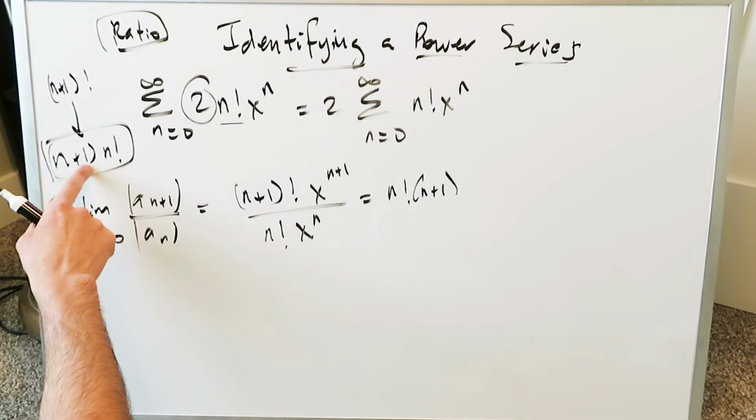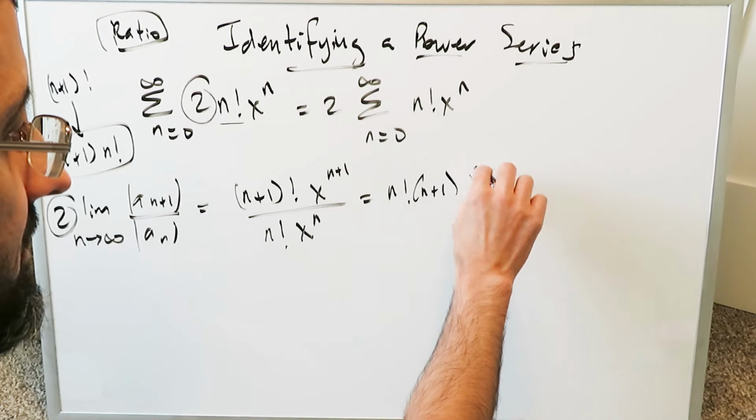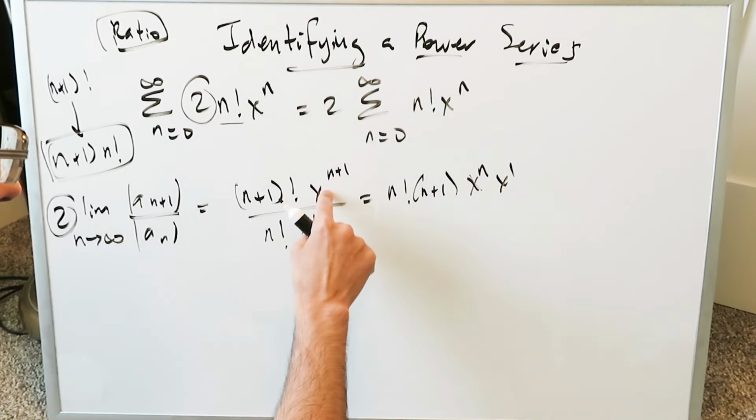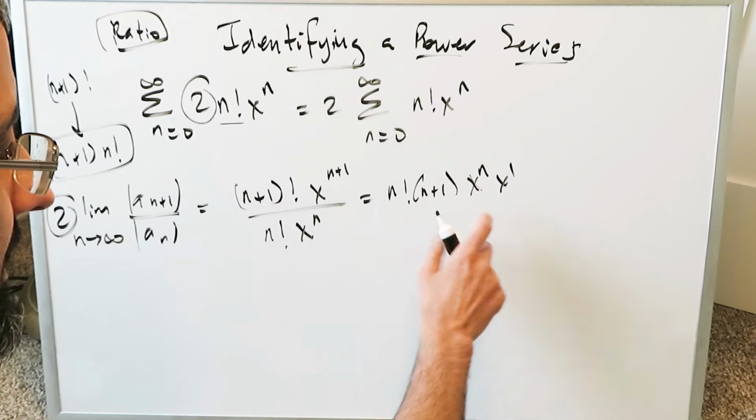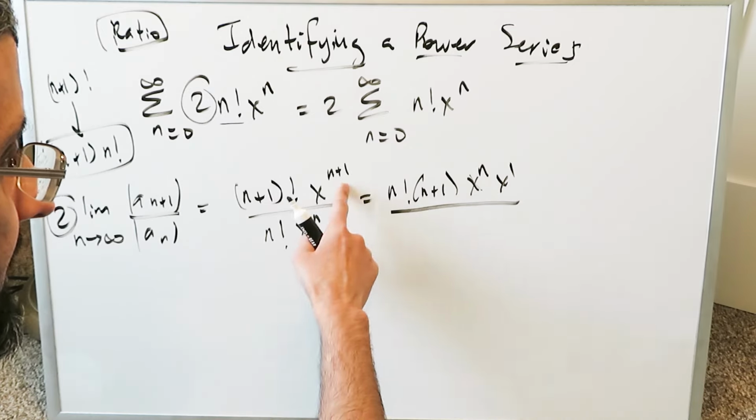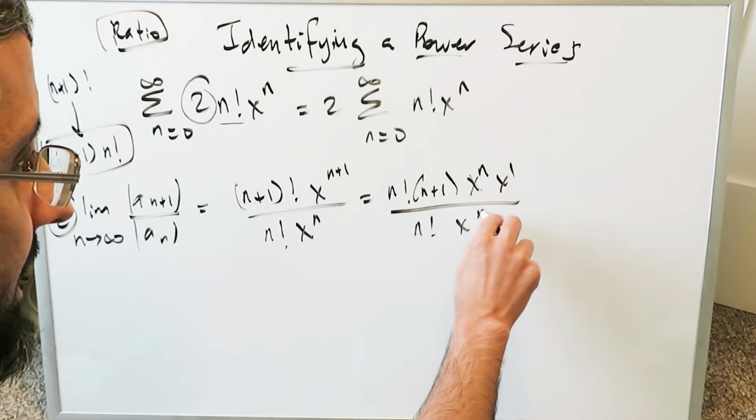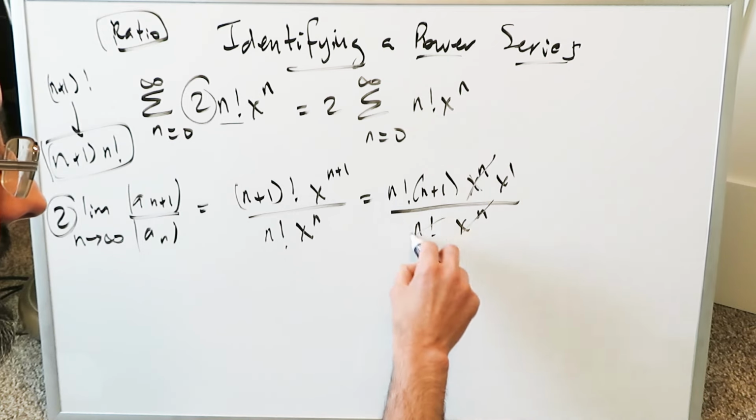That's exactly what I have. (n plus 1) times n factorial times x to the power of n and x to the power of 1. Separate this into its base components. Each of those components, when they multiply, they give you that. You have n factorial and x to the n. Cancel this out with that, this out with that.